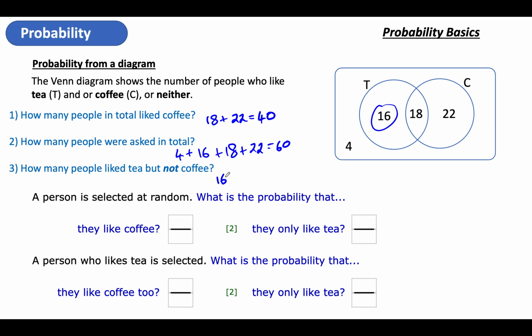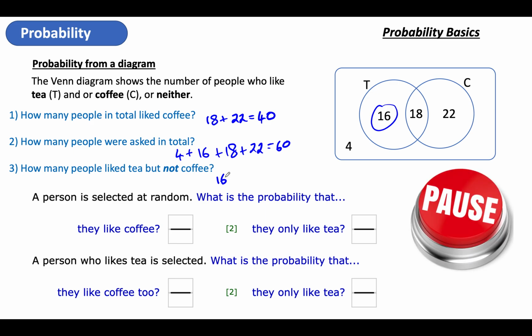Right, I've got some more questions down here. You can read them for yourself. They've put spaces for the fractions in. They look a lot like my maths questions, don't they? But they can't be, surely. I want you to pause the video again, answer those questions, and then unpause when you're done.